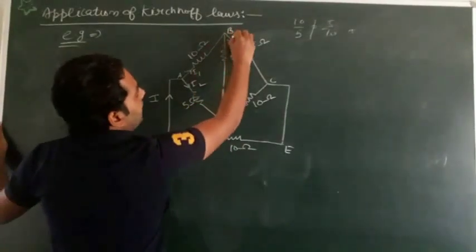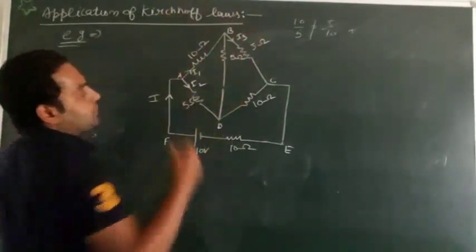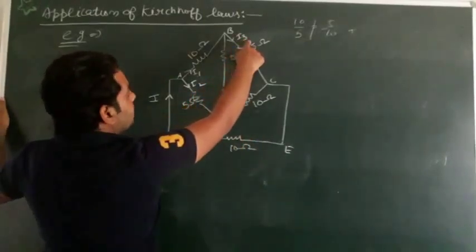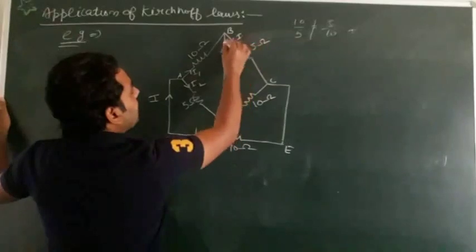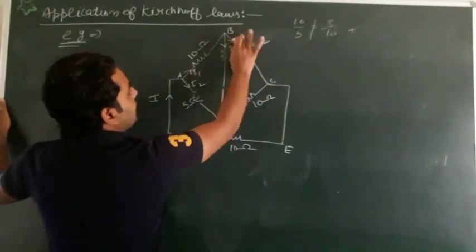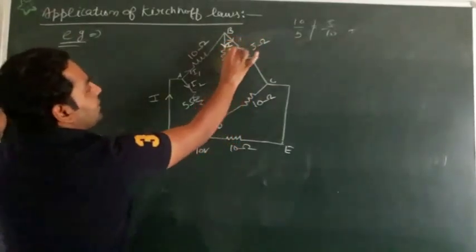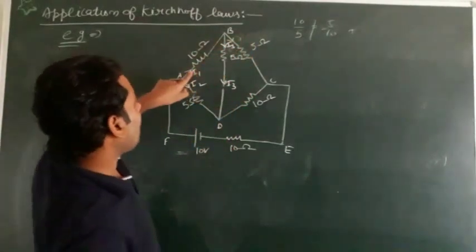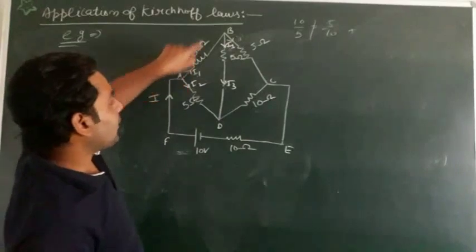We say that the current is I3. If this current is I3, note that, it means in this arm the current is I3. So what is the current in that arm? I1 is coming, and I3 went here.